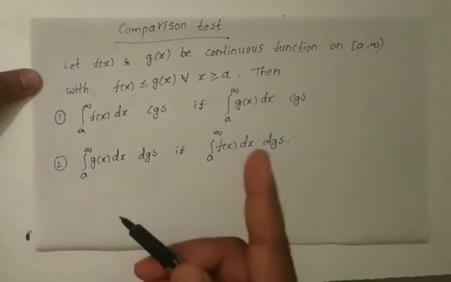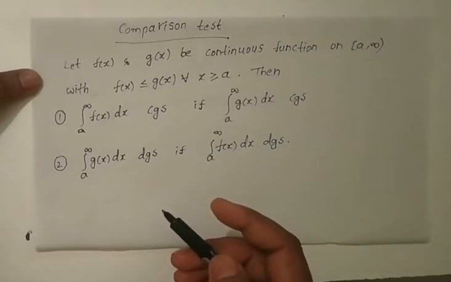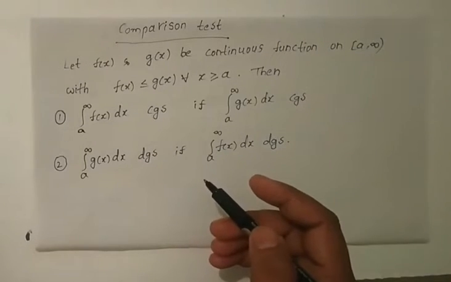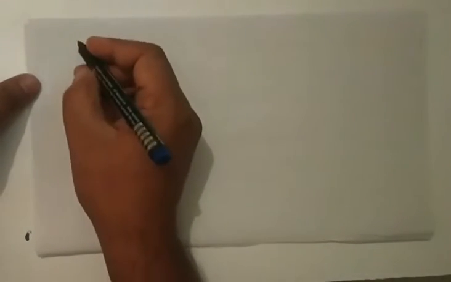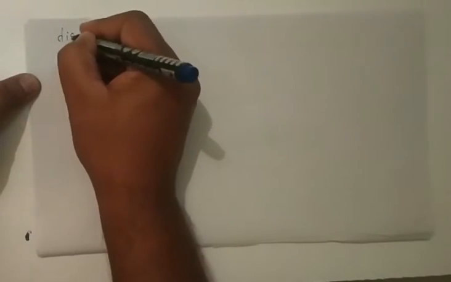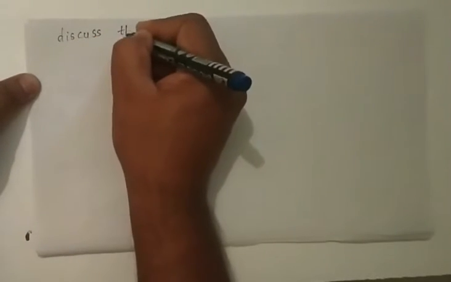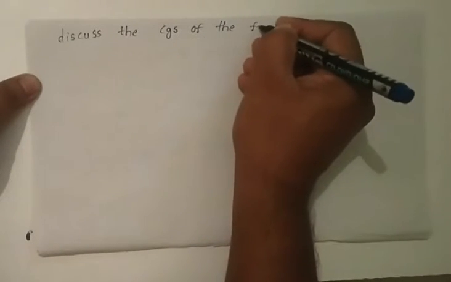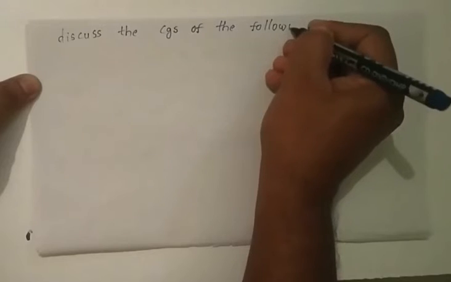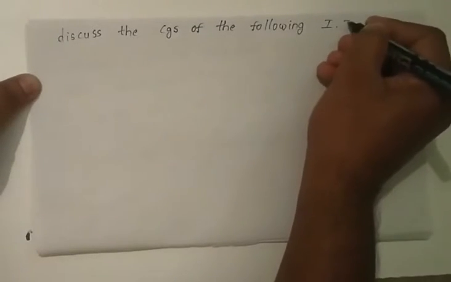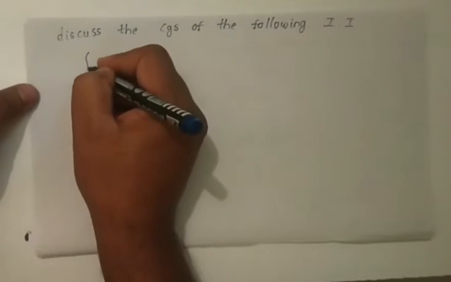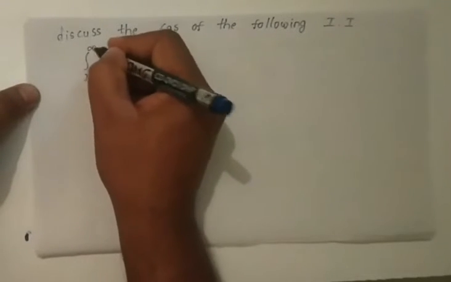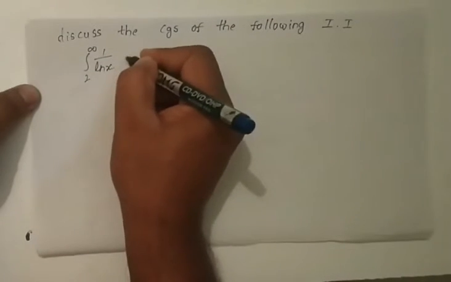Now let us see one example. Write down. Discuss the convergence of the following improper integral: the integral from 2 to infinity of 1 by ln x dx.